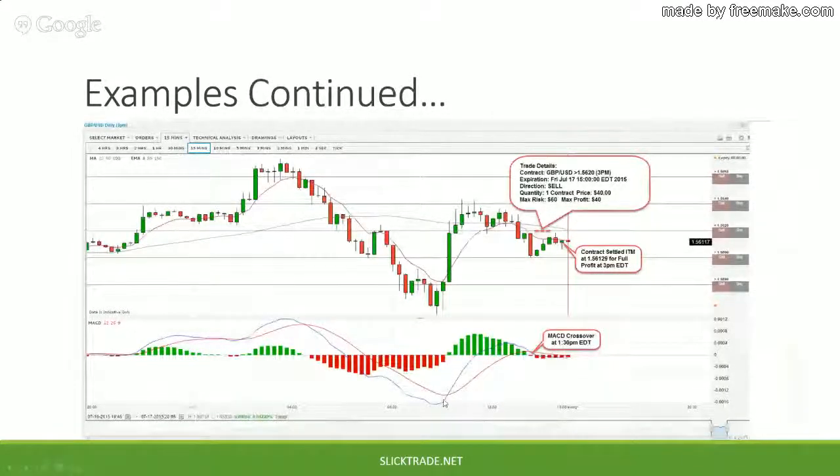Here we have another one. MACD crossover happened here, right there. It was in a buy position, so we were set to sell. The strike would have been here at the top of that candle where the crossover occurred, right there. And here's an example of a 60-40. The risk was 60 and the profit was 40. It expired in the money.